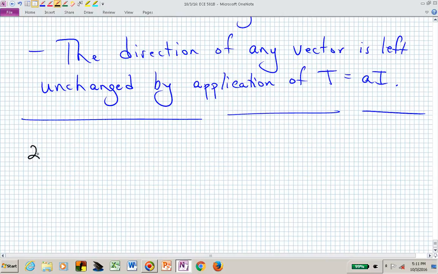Let's look at a second linear map. Suppose that we now have T, and it operates on a 2-vector, W1, W2. And what it does to W1, W2 is it takes the y-coordinate, negates it and puts it in the x position, and it takes the x-coordinate and puts it in the second position. And we've already seen this, haven't we? This is that rotation.